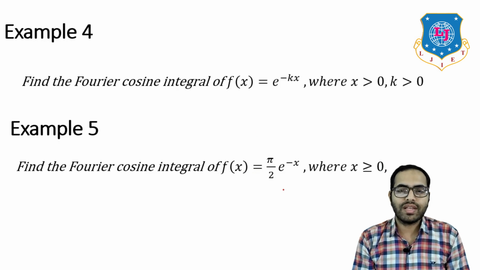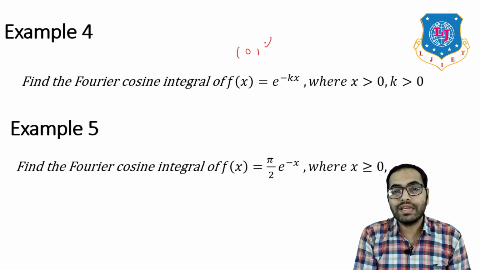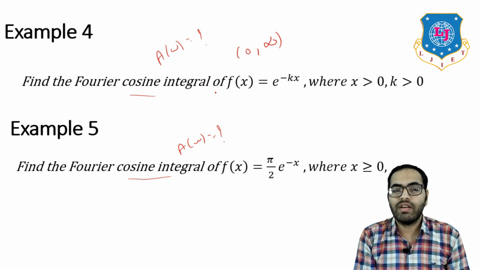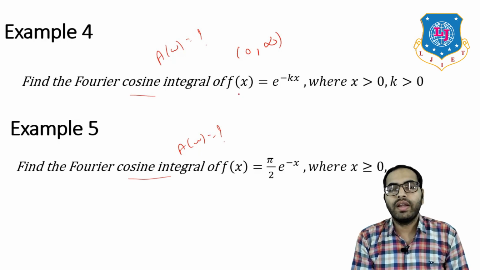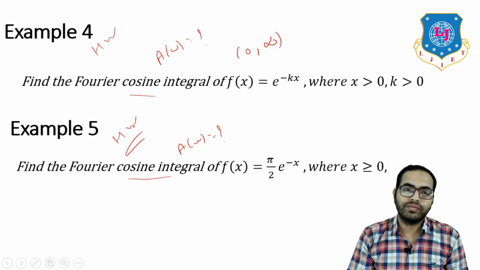See, in both the examples, our interval is 0 to infinity, and both cases have a cosine integral, so we just find the values of a omega. In both examples we just find the values of a omega and substitute it in our Fourier cosine integral formula. You can try both of these examples as homework.